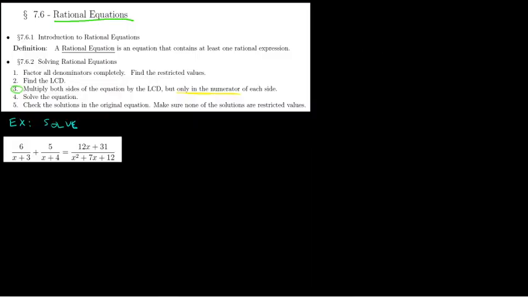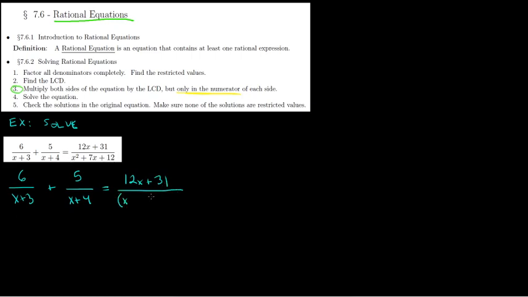Okay, on to the next example. And I think this is probably one of the more difficult ones, but if you can handle this, you should be able to handle any. So we want to solve 6 over x plus 3 plus 5 over x plus 4 equals 12x plus 31 over x squared plus 7x plus 12. And I should probably just copy that down here. 6 over x plus 3 plus 5 over x plus 4 equals 12x plus 31, and then over x squared plus 7x plus 12.